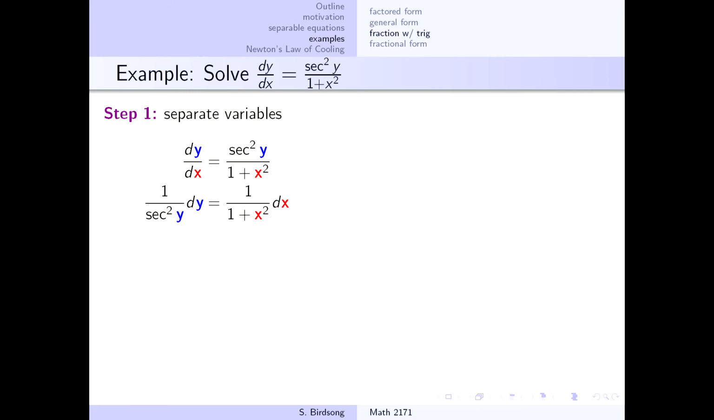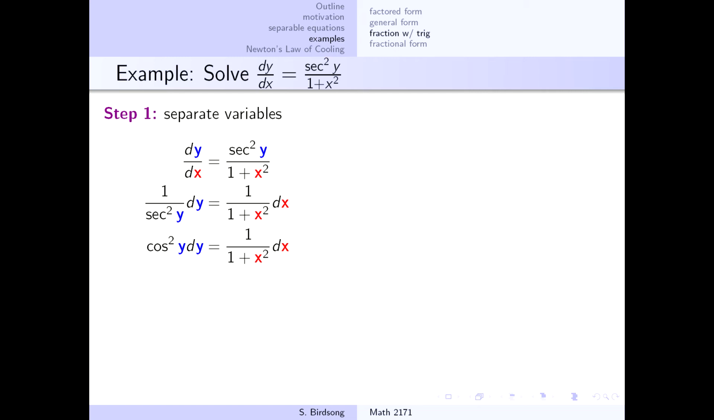Now, here's where trig functions can be fun. Trig functions have tons of trig rules. So remember, secant is exactly the same as 1 over cosine. Secant squared, don't overthink it, is simply 1 over cosine squared. So if you have 1 over secant squared, you're going to have simply cosine squared. So we're going to go ahead and simplify that. Notice the only change is we flipped the 1 over secant squared into just cosine squared.